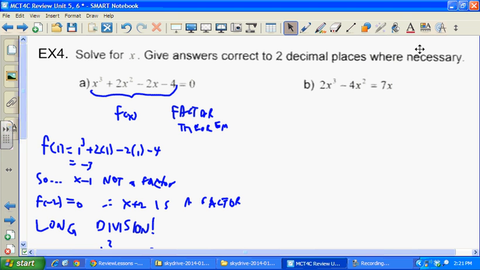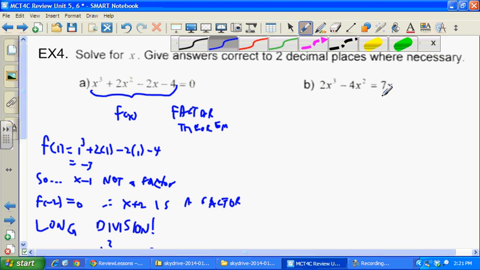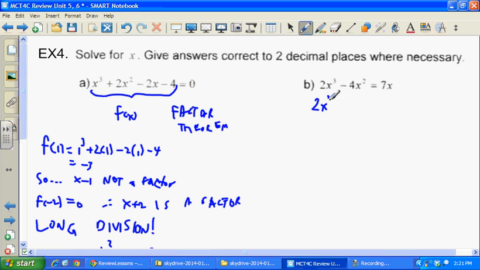The next one. Notice that with any of the techniques we use, grouping, factoring, factor theorem, one side has to be equal to 0. So I'm hoping that your instincts tell you to move the 7x over to the other side, so we have one side equal to 0. Then we have a common factor of x, and then I have 2x squared minus 4x, and that's in 4x squared there, so that's what I'm left with.